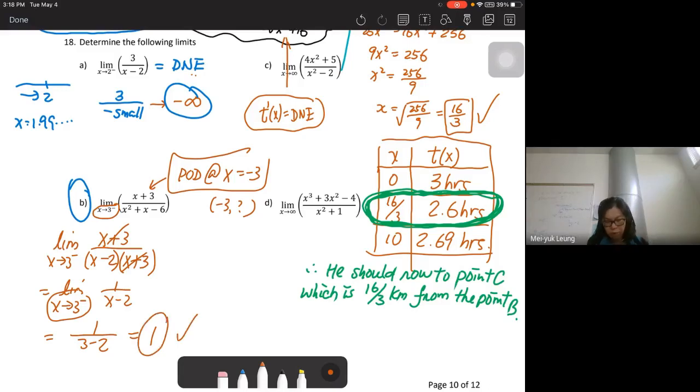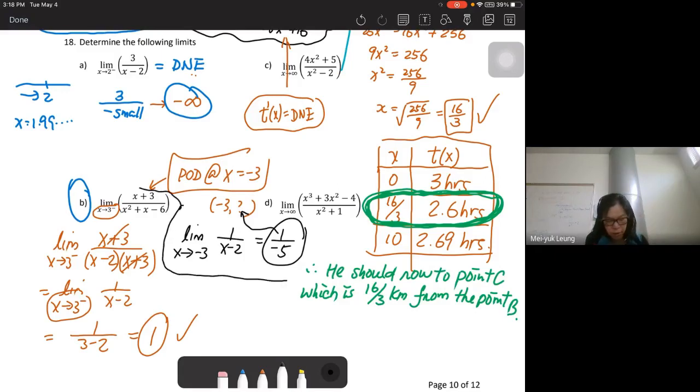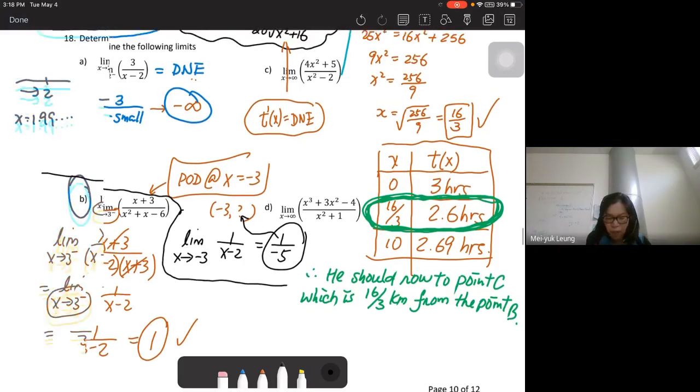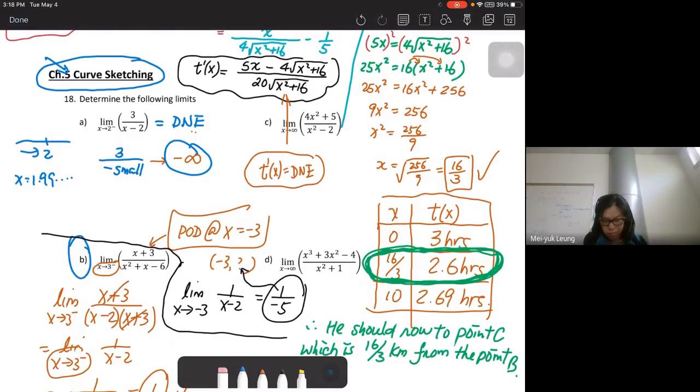All right. Now, if you want to find the y coordinate of the POD, then you actually need to take the limit as x approaches negative 3, instead of approaching 3 from the left-hand side. If that is the case, then the POD would be at negative 3 and negative 1 over 5. So make sure that you understand what information the limit gives you about the curve. Okay, how about C? Anyone gets the C? This one is easy.